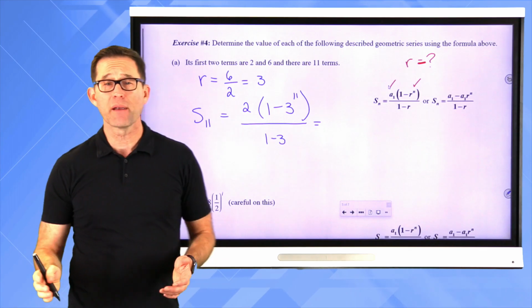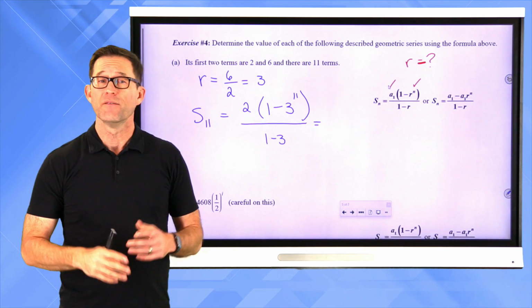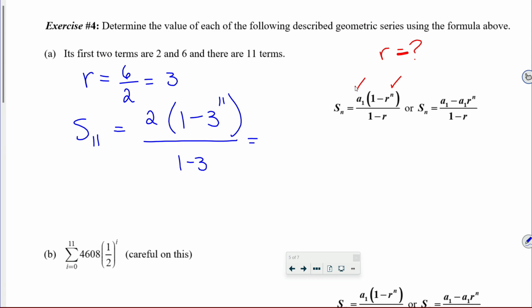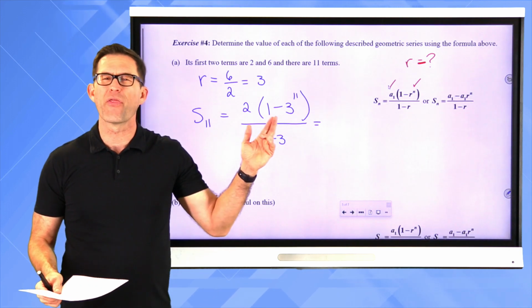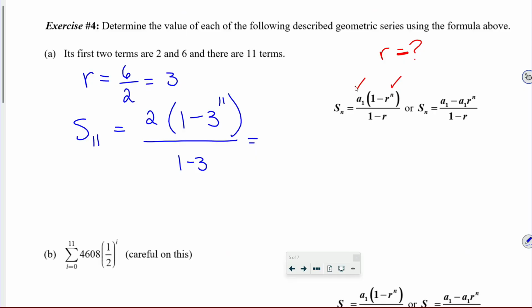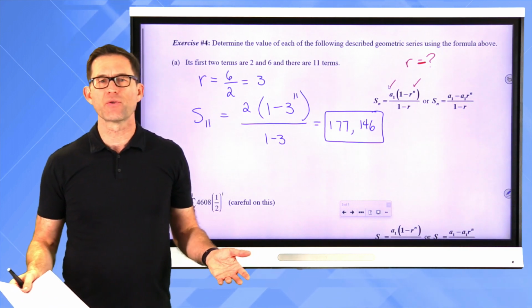And then I'm going to put that in my calculator and figure out the answer. Why don't you go ahead and do that, and then I'll state what it is. All right, again, it tends to be very large because we've got 3 to the 11th up here, and that ends up being quite a large number. In fact, we end up having 177,146. Quite big.